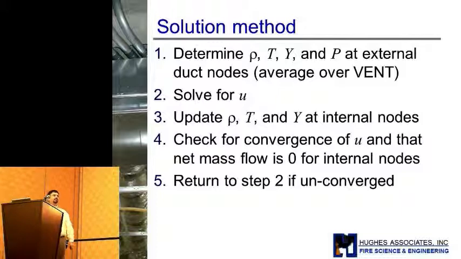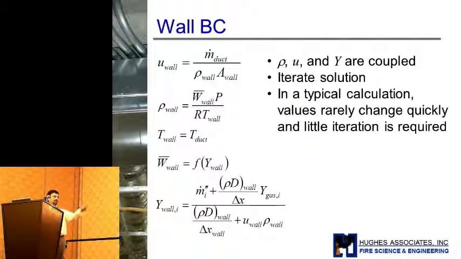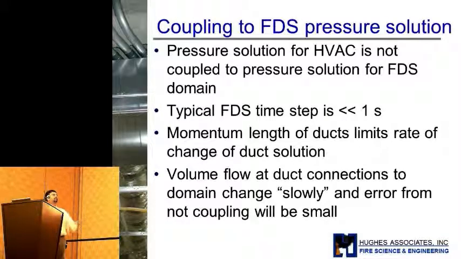We check to make sure that we've converged on mass and energy, and that the velocity solution's converged, and we will reiterate the velocity solution if we haven't. And then if we have, we then take the new values of the density and temperature and species that the HVAC solvers produced, put them back into these equations. That then becomes the boundary condition in FDS for the next time step.